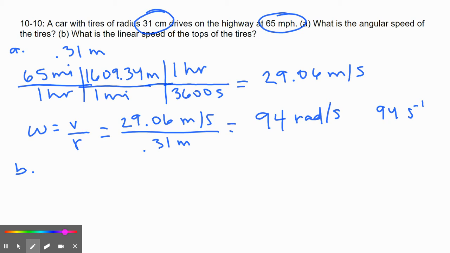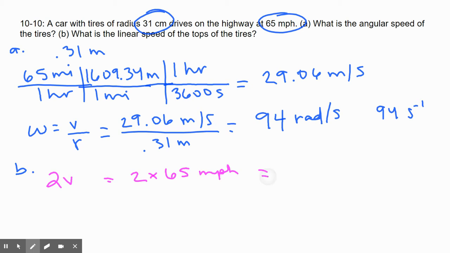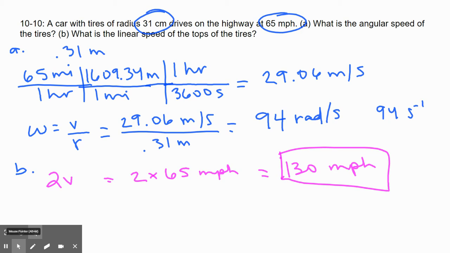So the tops of the tire have a speed of 2 times the velocity. Okay, that means 2 times v is 2 times 65 miles per hour. So that would be 130 miles per hour. Or if you wanted to, you could have done this in meters per second, and you would have just taken 29.06, multiplied it by 2, and got an answer there. So honestly, it doesn't really matter. It didn't specify which units it wanted it in. Again, no worries. If you see that on a test or quiz, I will specify.